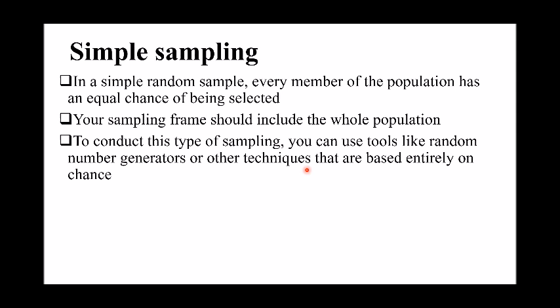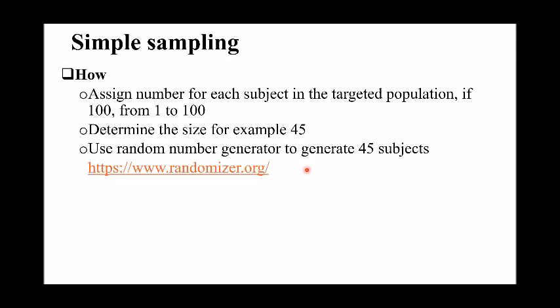How do you do simple sampling? There are different techniques. You can use a number generator, computer software, or you can use tables. How do you do that? For example, if you have a population of 100 and your sample is 45, you give your population numbers from 1 to 100, and then you put it in your randomizer. You tell your randomizer that you need 45 subjects, and the randomizer will randomly select 45 from your whole population.